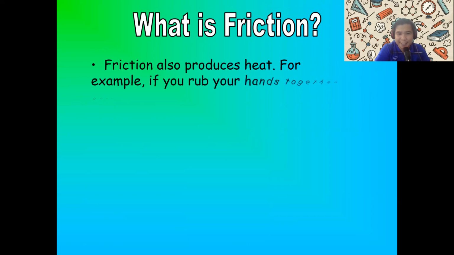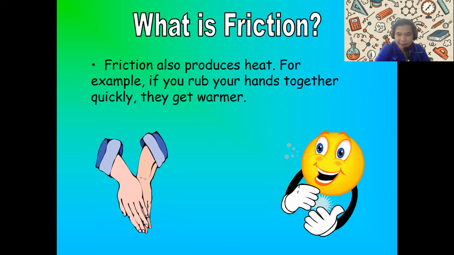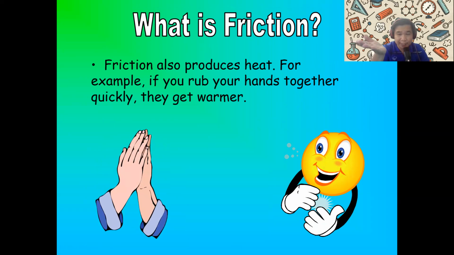So, friction also produces heat. For example, if you rub your hands together quickly, they get warmer. So let's try that again. I will count to 15, okay? I will rub the two surfaces of my hand together. 1, 2, 3, 4, 5, 6, 7, 8, 9, 10, 11, 12, 13, 14, 15.